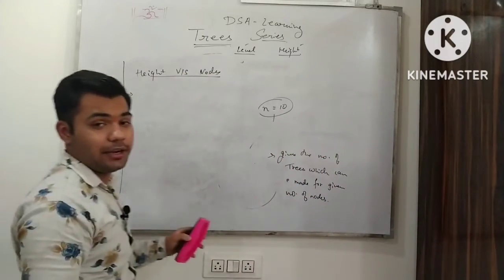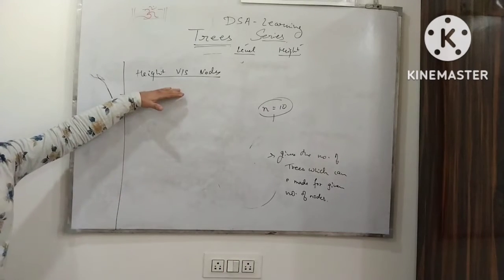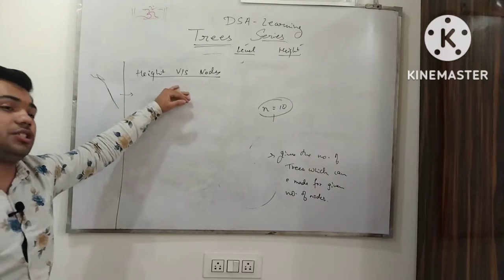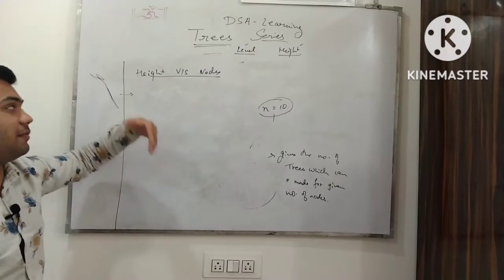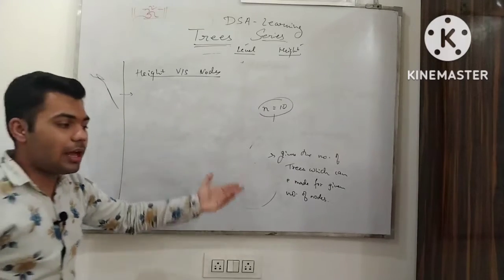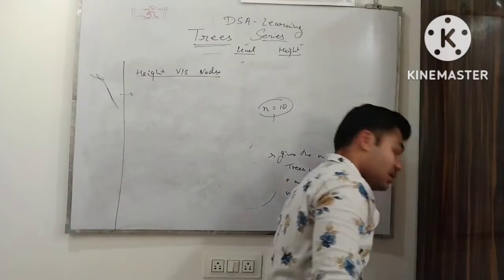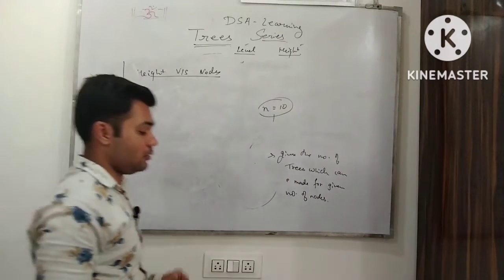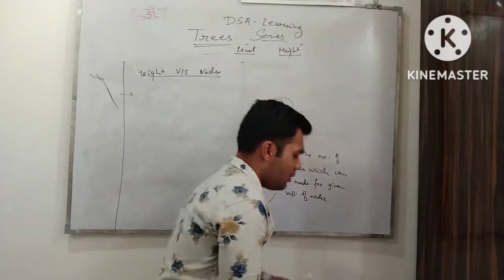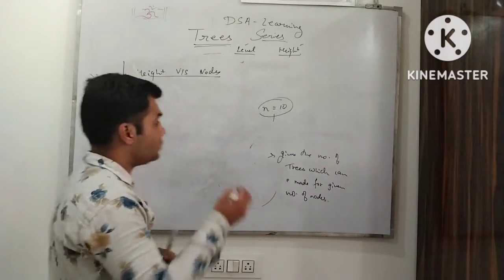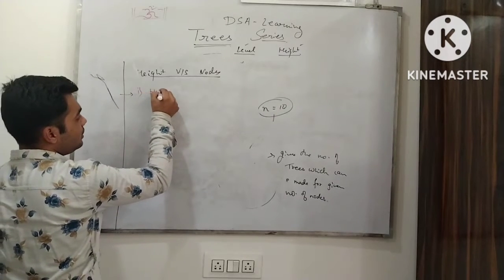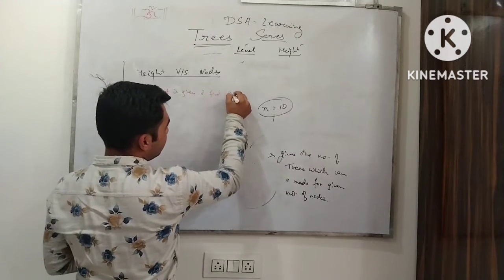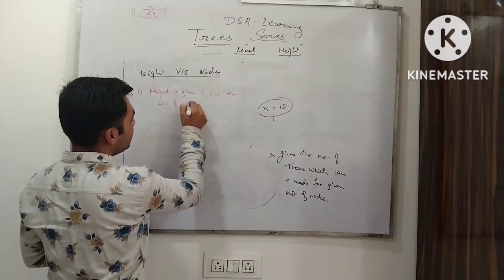These all things come under the binary tree. We are learning this concept for the binary tree. Further we will again study the same concept for the strict binary tree, and then for the next different types of trees. So keep in mind that this concept is for the binary tree right now. First condition: the height is given and we have to find the number of nodes.